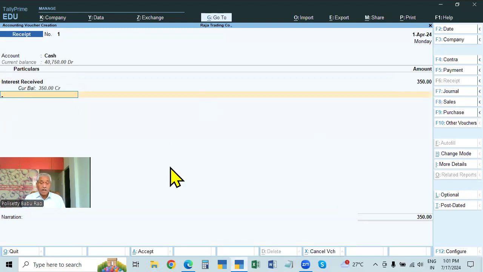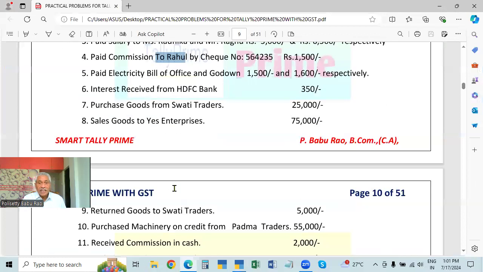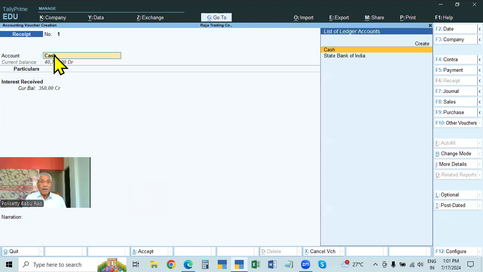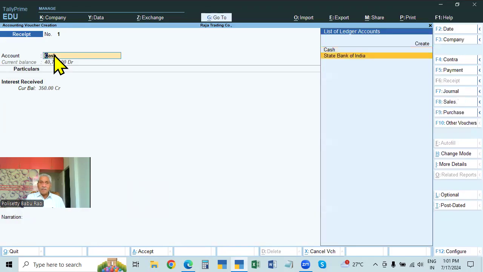Suppose we have an account in HDFC Bank also. If you have an account in HDFC Bank, it will not pay cash to us. It will transfer that amount, credit that amount in our account. That means it will be deposited in the account, just like a deposit in the bank. Bank account is the receiver, so here we'll write bank account. But we don't have HDFC Bank, so take it as State Bank only.